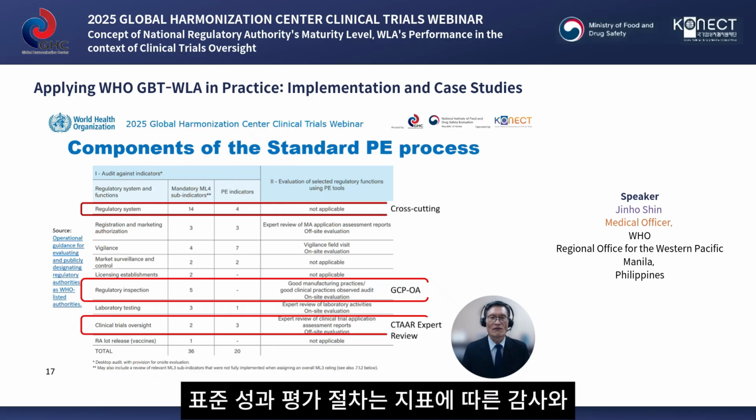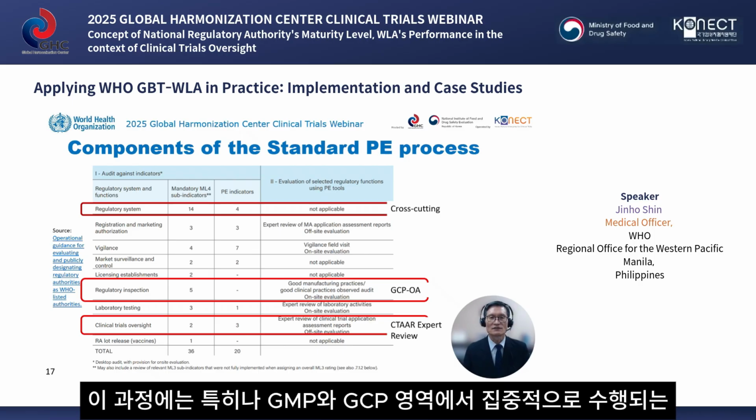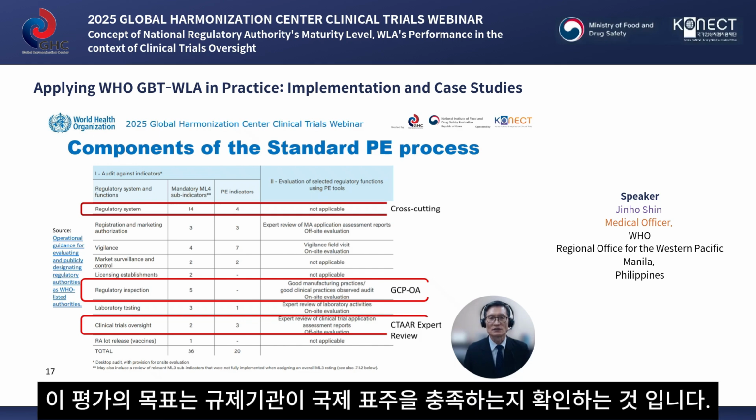The standard performance evaluation process includes auditing against indicators and evaluating selected regulatory functions using PE tools. This involves expert reviews, field visits, and audits of application assessments and inspections, in particular GMP and GCP. The goal is to ensure authorities meet international standards.